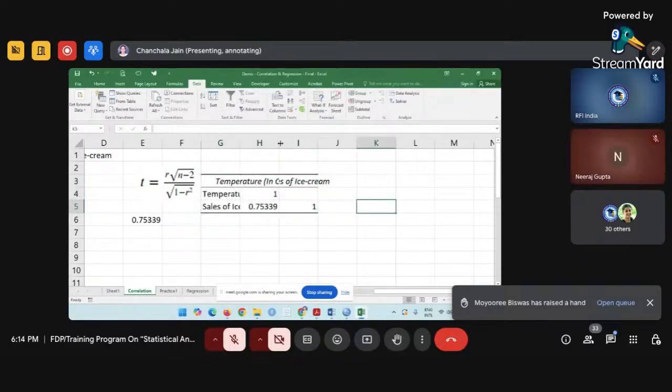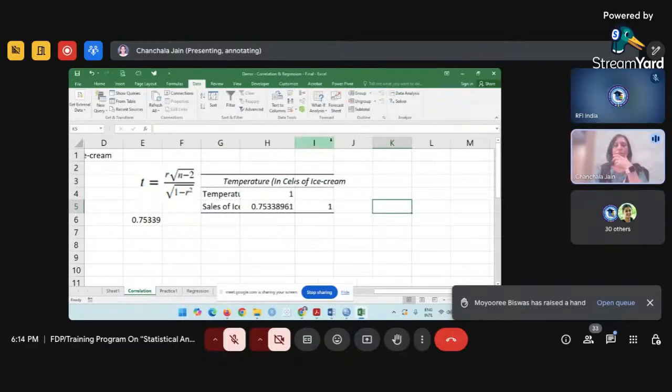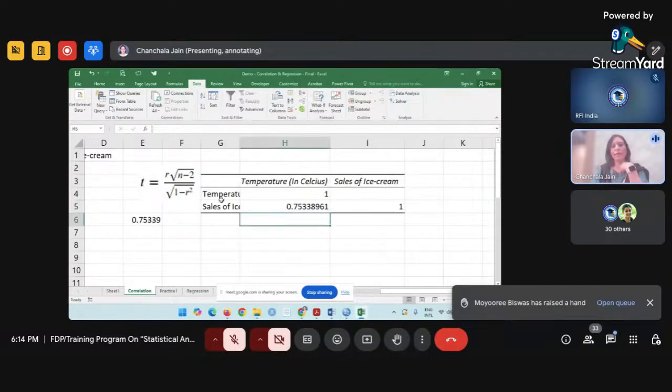So here you can find we are having the matrix of the correlation where you can find temperature and temperature. In the same variables, correlation will always be 1. Similarly, sales and sales. But when we talk about sales and temperature, the correlation is coming as 0.753389. Clear? Same values we are getting, but in this case also we are not getting the p-value.